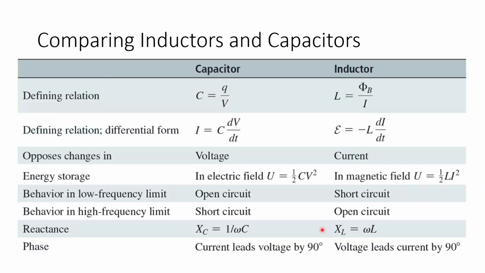And in terms of the phase shifting, with a capacitor, the current leads voltage by 90 degrees, and with an inductor, the voltage leads current by 90 degrees.